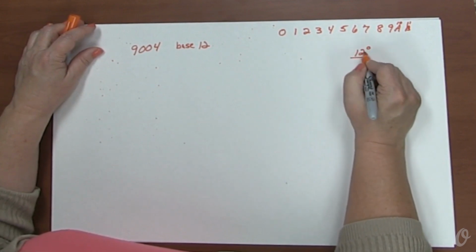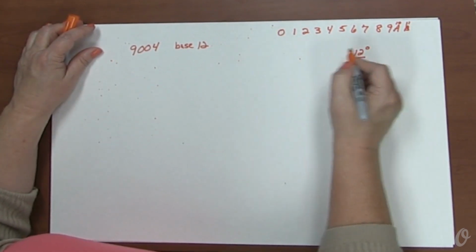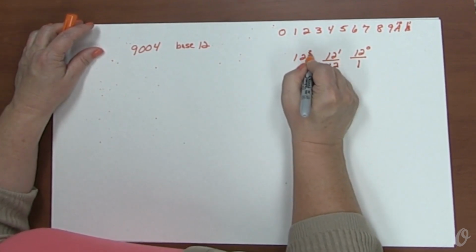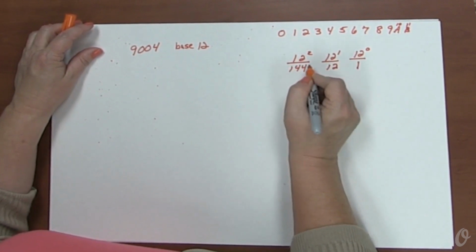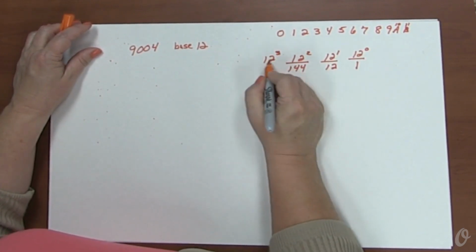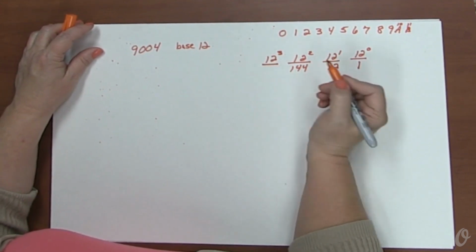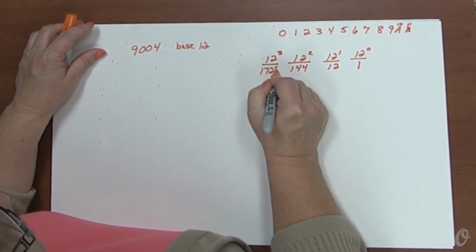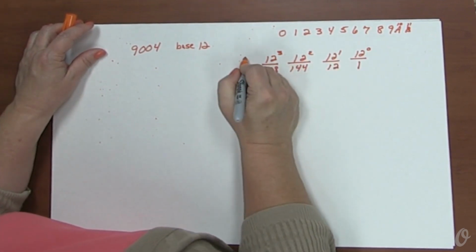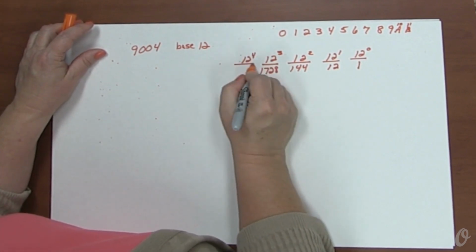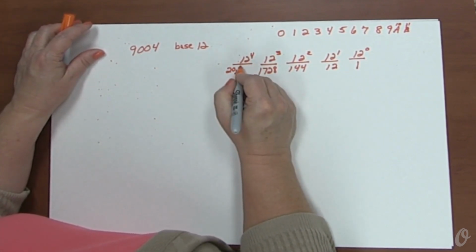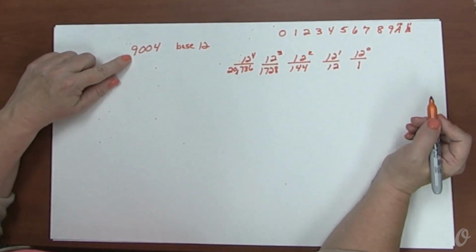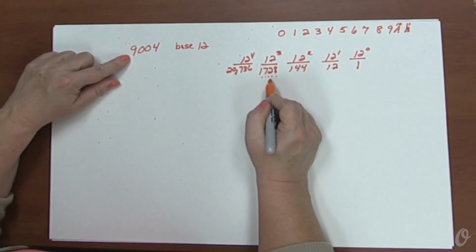12 to the 0, well, anything to the 0 power is 1. 12 to the first is 12. 12 squared is 144. And 12 cubed, yep, I'm going to need 12 cubed, is 1,728. And 12 to the fourth is 20,736.